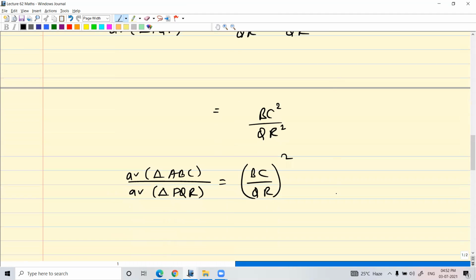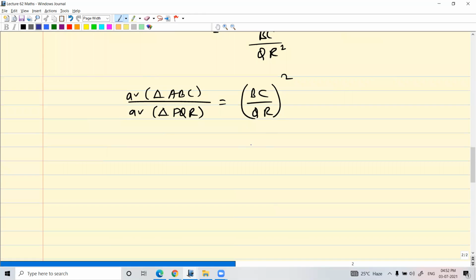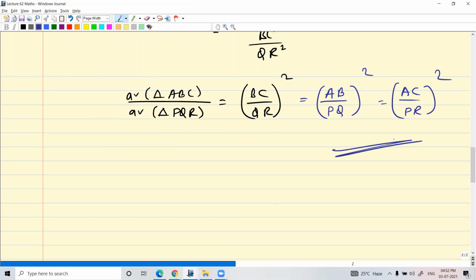So you can write it however you like, but that's the idea. And of course, you know that BC by QR is equal to all the three ratios. You remember, no? When the two triangles are similar, you will be able to write the whole thing as AB by PQ whole square or AC by PR whole square.